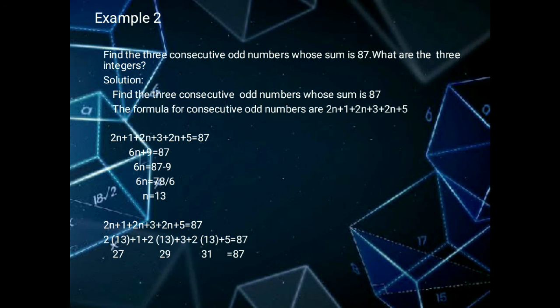So, it becomes 2 times 13 plus 1 plus 2 times 13 plus 3 plus 2 times 13 plus 5 equals 87. So, 2 times 13 plus 1 equals 27. 2 times 13 plus 3 equals 29. 2 times 13 plus 5 equals 31. So, when we add 27, 29, and 31, the sum is 87. So, those are the three integers we are looking for.